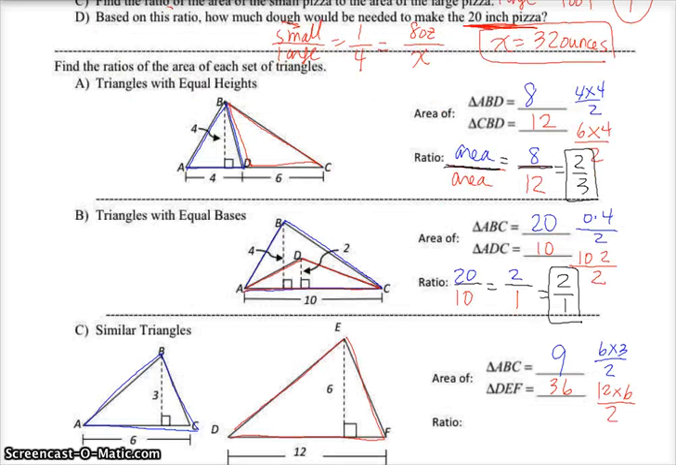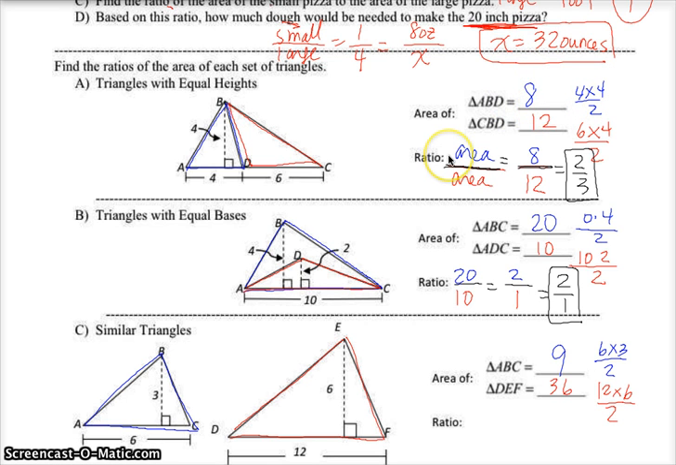Okay, so let's see if you got the same ratios that I did, or the same areas. Triangles with equal heights, that's our first experiment. So if we did triangle ABD, my base was 4, my height was 4, so 4 times 4 divided by 2 was an area of 8.